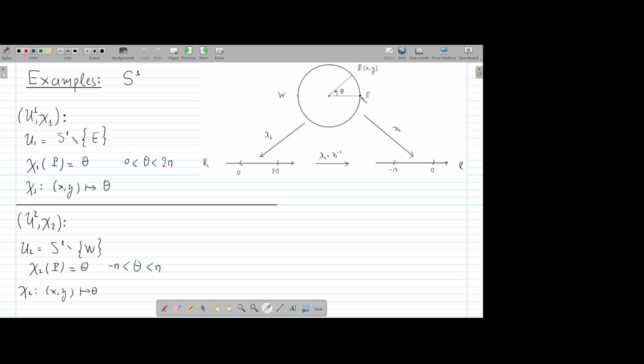But we can consider another chart that now covers the circle except the western point, W. Then we can map a point on the circle to an angle theta, but now theta is restricted between minus pi and pi. So this map is also differentiable, and very well defined on the whole set U2.